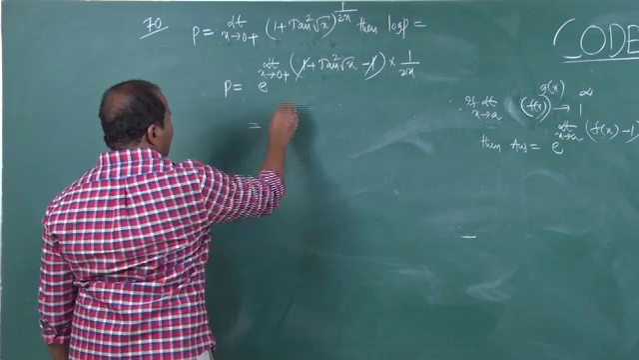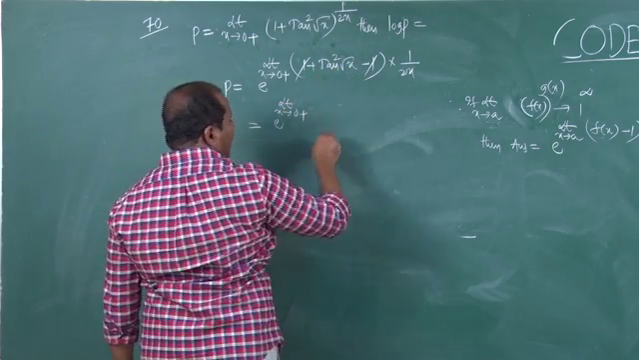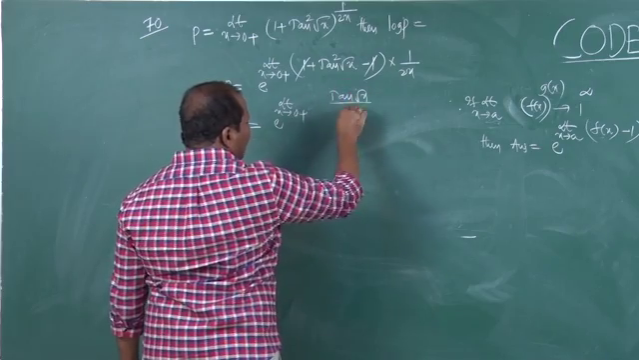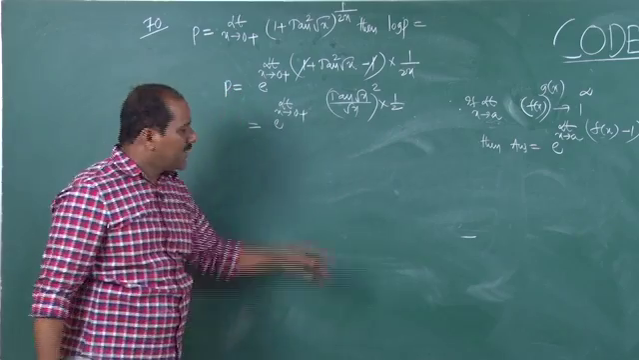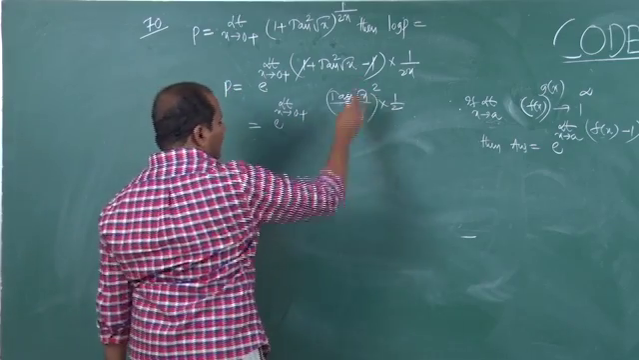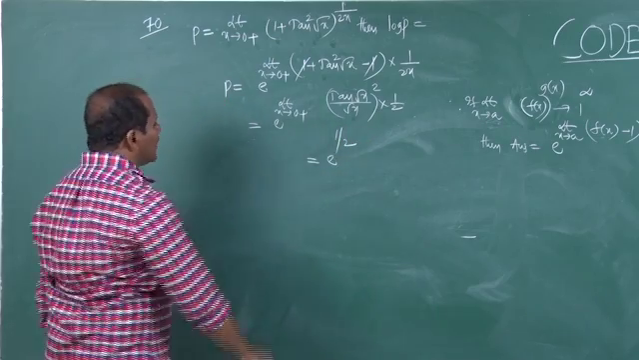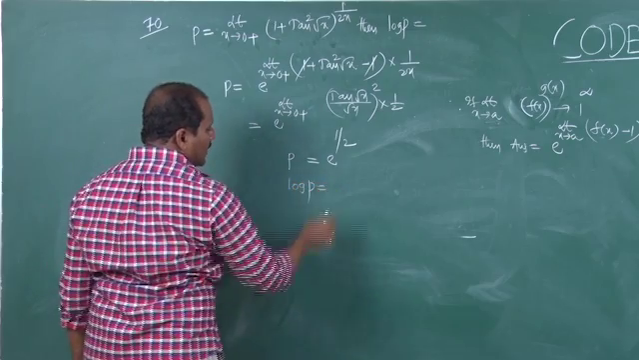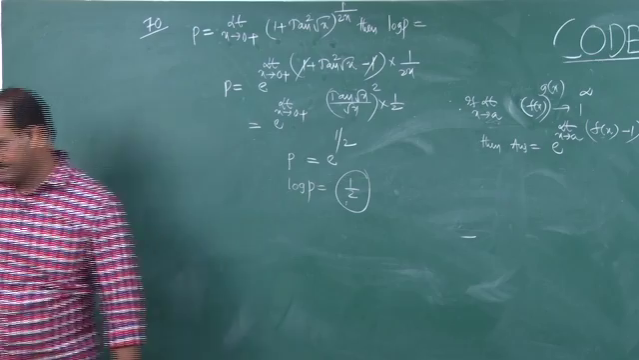1 gets cancelled, e power limit x tends to 0 plus of tan inverse root x by 2x, which is tan inverse root x by root x whole square into 1 by 2. Now x tends to 0 plus, so tan theta by theta tends to 1, 1 square is 1, the answer is e power 1 by 2. So P equals e power 1 by 2, but the question asks for log P, which equals log e power 1 by 2, hence the answer is half.